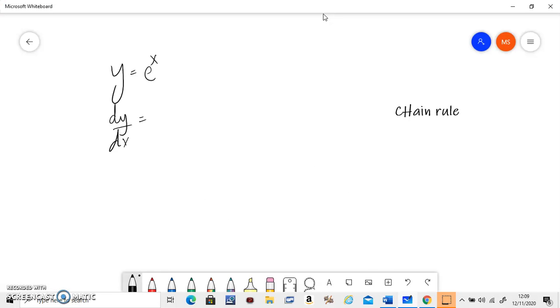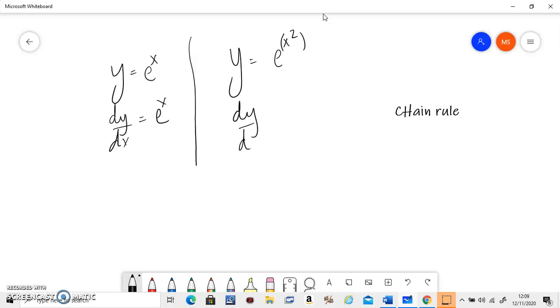So the answer here is just e to the x, right? Because it remains the same. But what if I give you y equals e to the x square now? And let's put this in a bracket. And the question is find dy by dx.